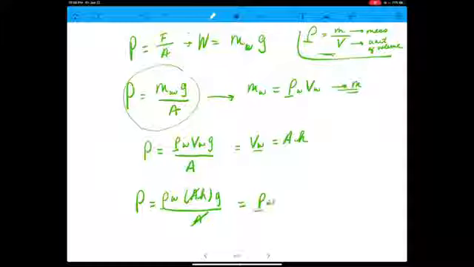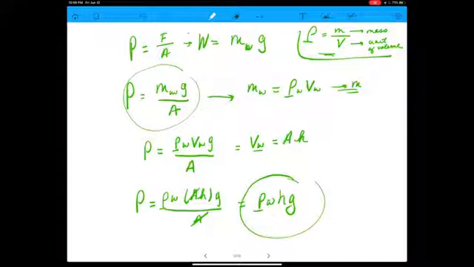Density of water times height times gravity. So we went from our standard pressure equation, we plugged in our variables that are contingent to our problem, which was the density and the mass times gravity of the water column. And we ended up getting pressure equals the density of the water column times the height from the top of the brick to the surface of the water times the force of gravity.